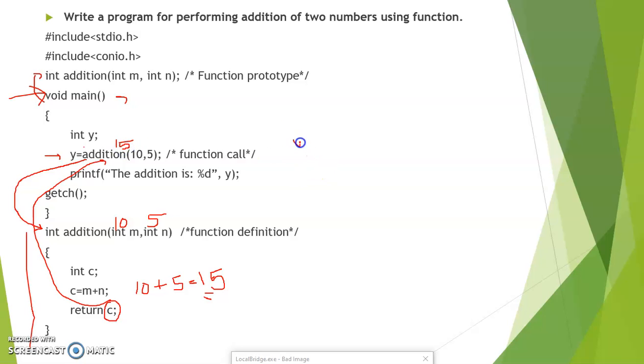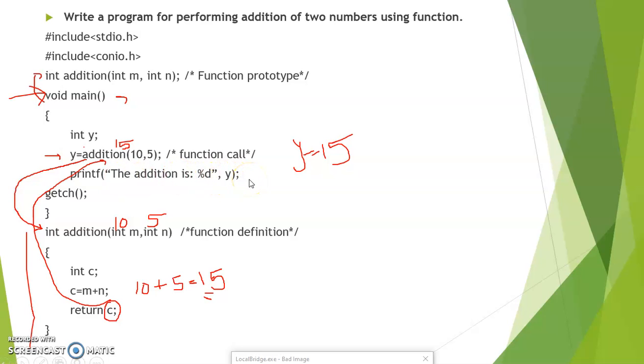Now this function returns 15 here, so y becomes 15. So the next line is: the addition is %d, and you know that y has the value 15. So this program will give you the output: the addition is 15.